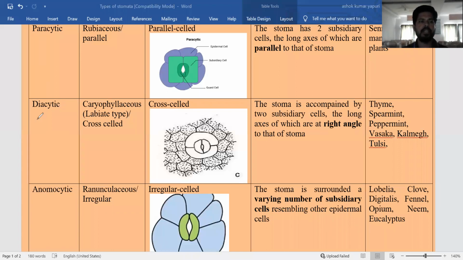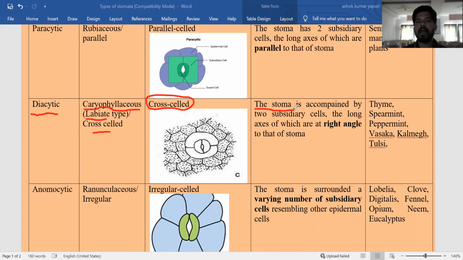The second one is diacytic stomata. It is also called caryophyllaceous or labiate type or cross celled. The paracytic is parallel celled, but here it is cross celled. The cells are arranged in a cross manner. The arrangement of cells is cross. That's why it is called cross celled.